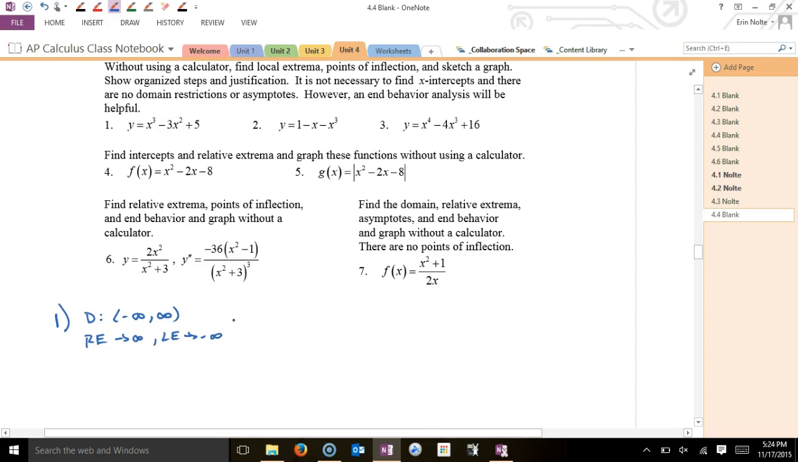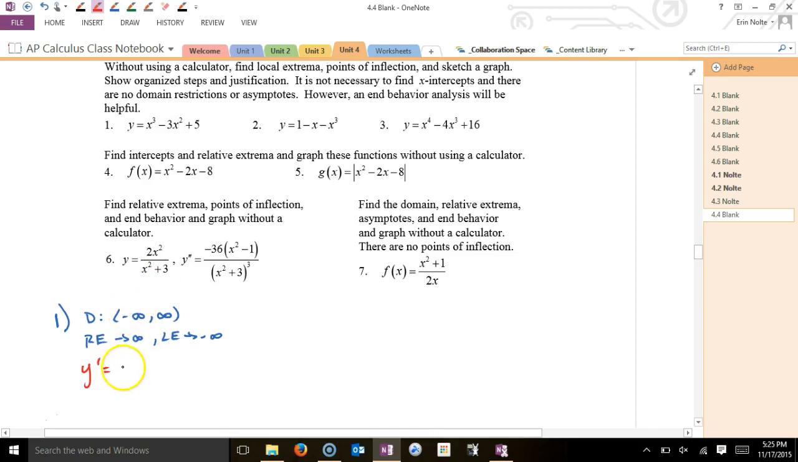Okay. Let's see if we have any relative maxes or mins. Oh, actually, let's find some x-intercepts real quick. Actually, that's not a very nice one, so I'm going to leave it for now. I'll find it later if I feel like I need to. So let's go straight into a max and min.